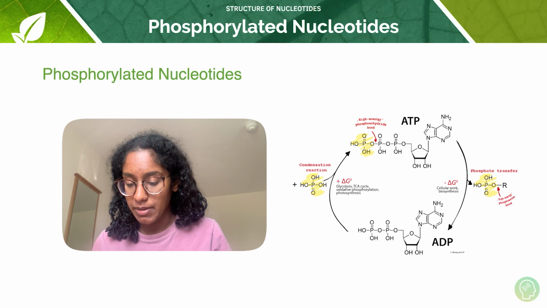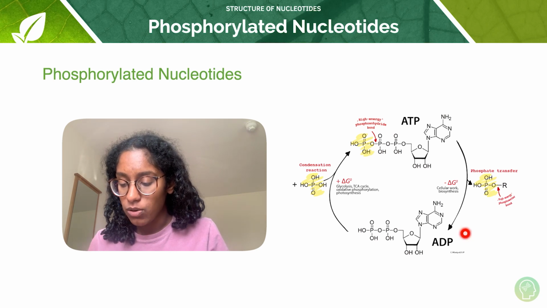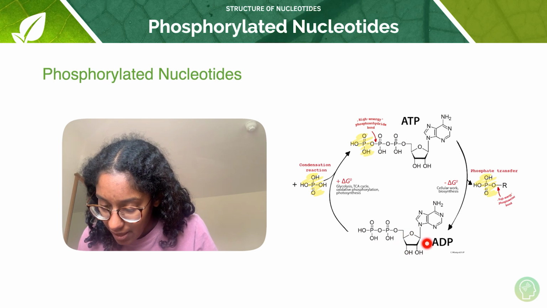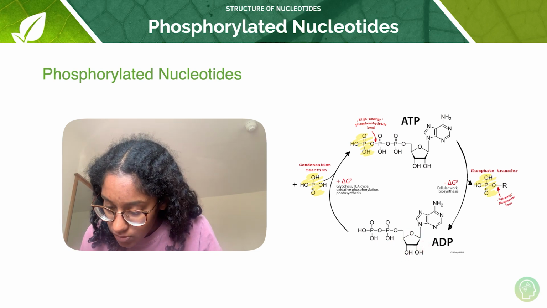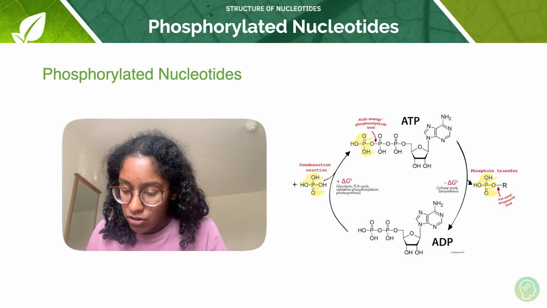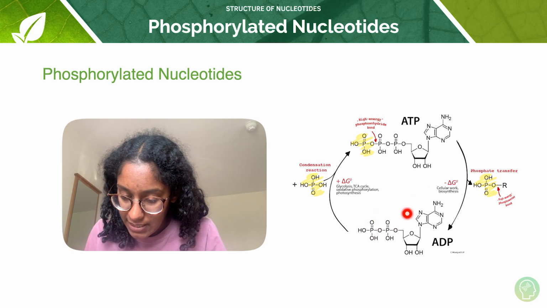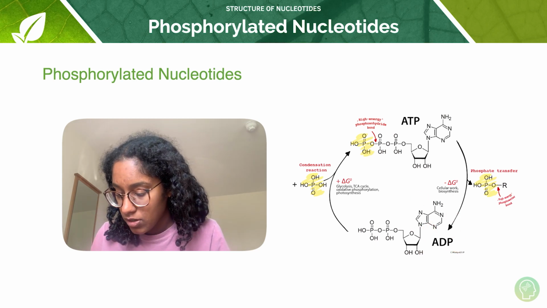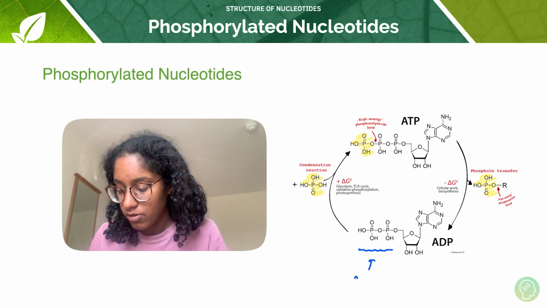So let's look at ADP. ADP is a biological molecule consisting of the sugar ribose, which you can see here, and two phosphate groups, so 1, 2, and then a nitrogenous base, adenine. So this is ADP. So it's got two phosphate groups.